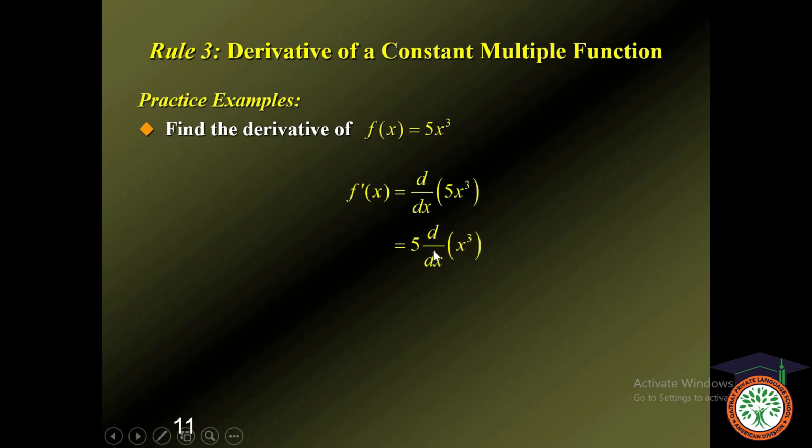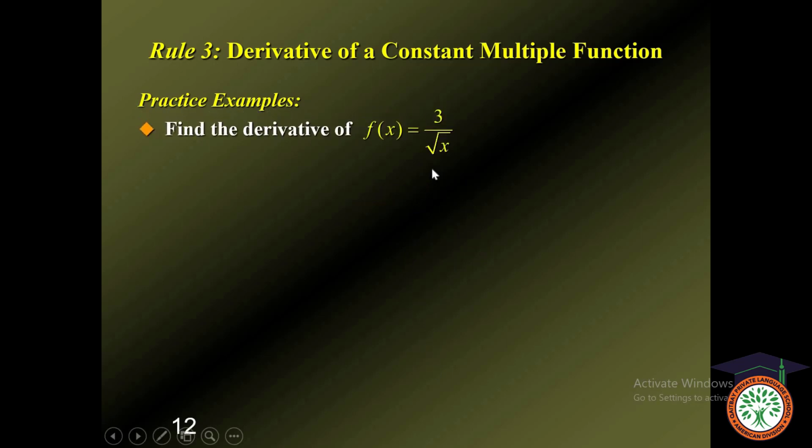5 and then the derivative of x power 3. As we studied before, I'm going to drop the exponent to be a coefficient and decrease it by 1. What about the 5? Keep it as it is. So it's 5 multiply 3x power 2. Remove the brackets. The final answer is 15x squared.